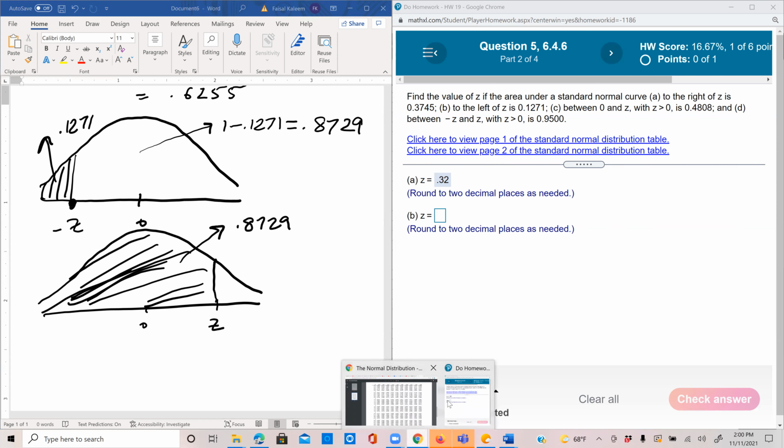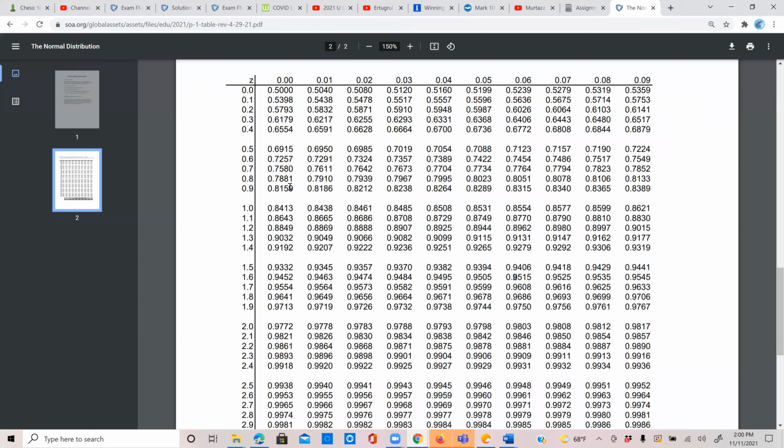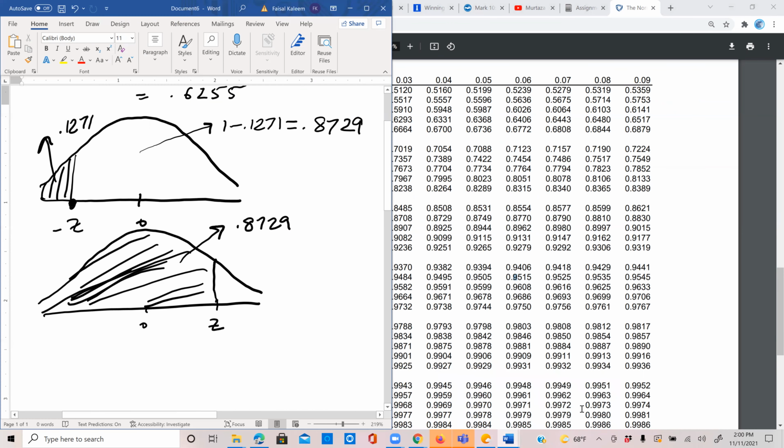Which corresponds to an area of 0.8729 on its left. So if we look at 0.8729 from the table, that corresponds to z equals 1.14. So z equals 1.14. And now from the picture above, we were looking for this z value, and that's just a mirror image of this z value. So that has to be negative 1.14. So negative 1.14.